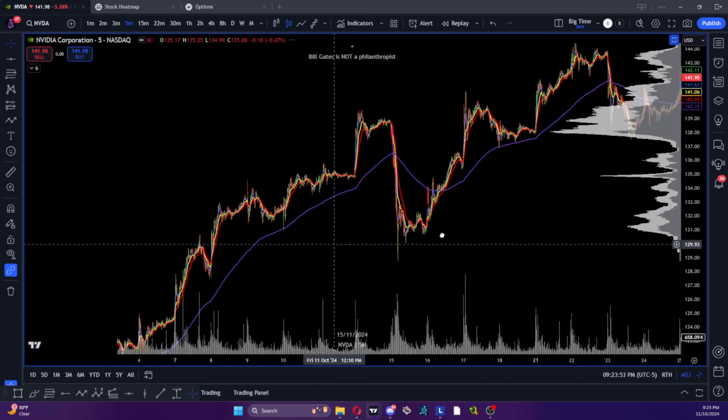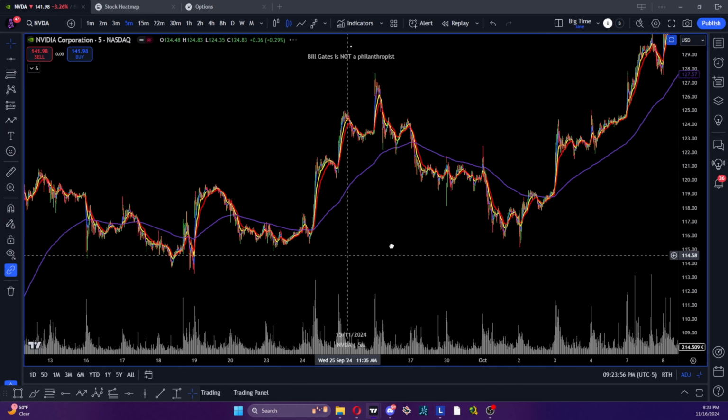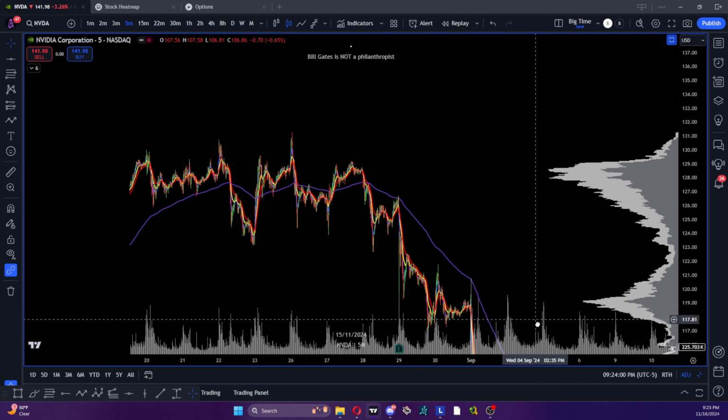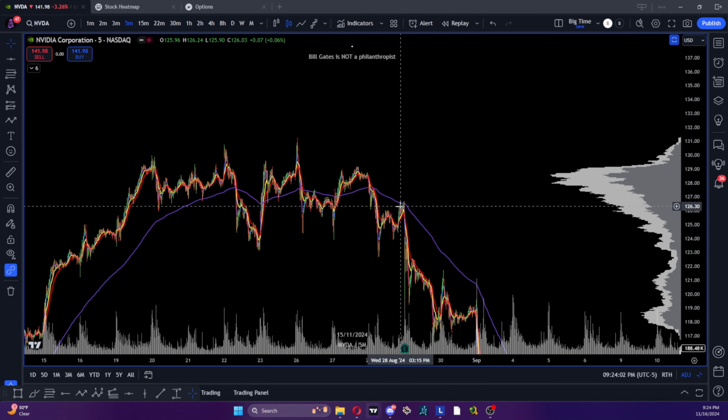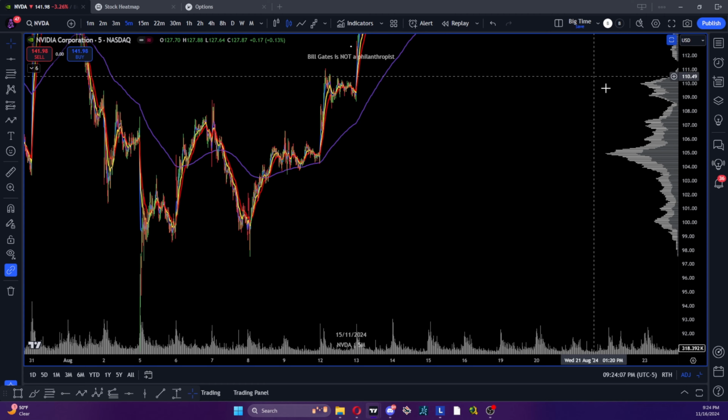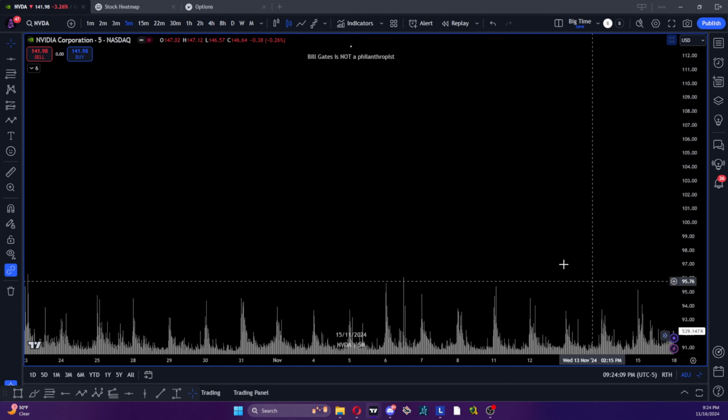But the other trick of the trade is, for example, if you're only using the 9, the 21, and the 50, and you're using the 200 as targets, that's also a great setup to take.